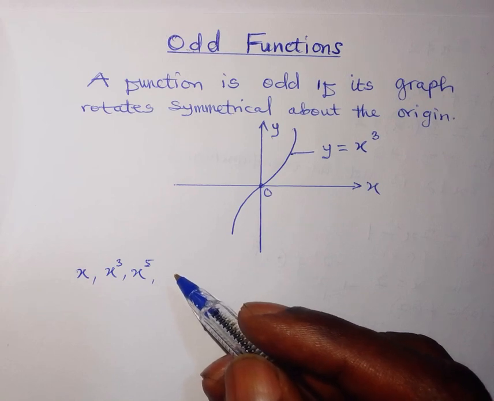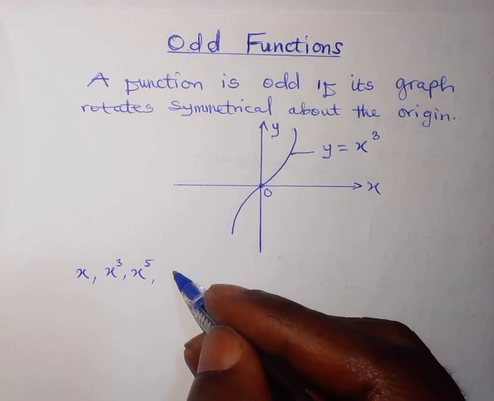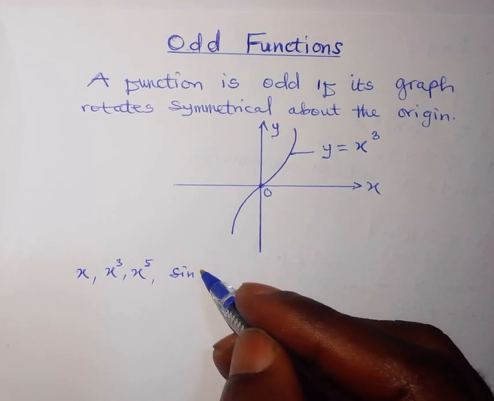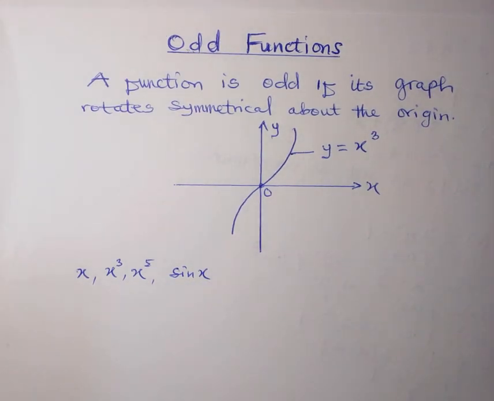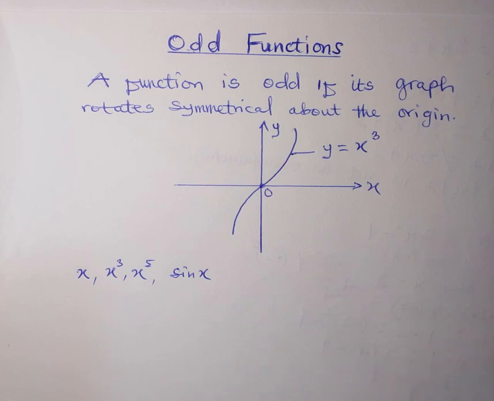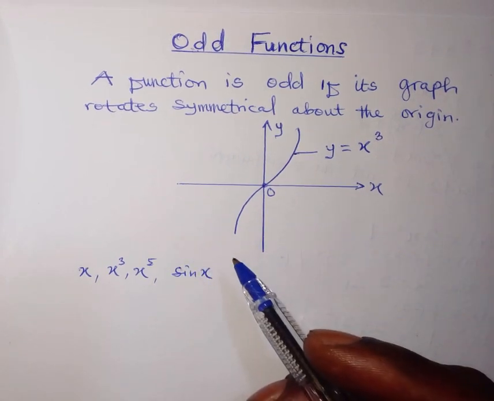We can also talk about the sine function. Sine and its inverse are all odd functions. So these are some of the examples that we can talk about.